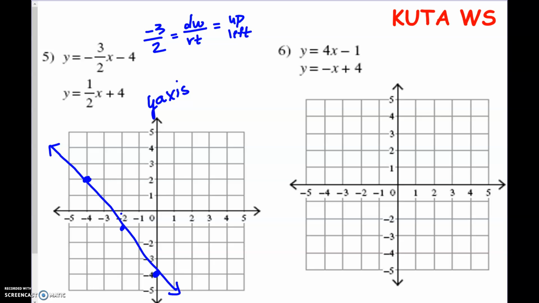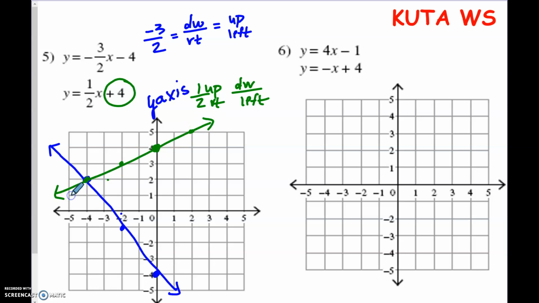My second equation, this y-intercept is a 4. 1, 2, 3, 4. And then this slope is 1/2. So up and right. But look, if we go up 1 and right 2, we are going away from the other line. So I need to go the opposite, which is going to be down and left. So down 1, left 2, down 1, left 2, and I hit that nice blue line.